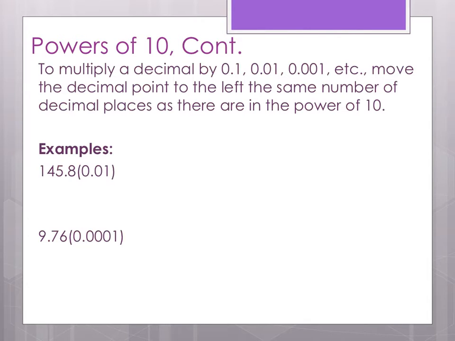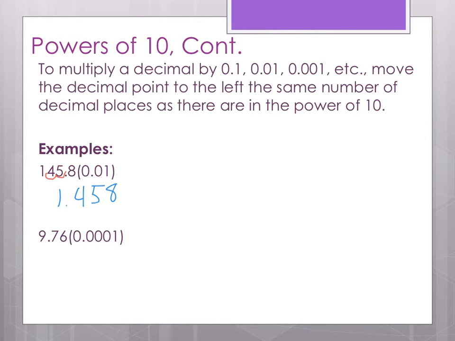So in our first example, our power of 10 has 1, 2 decimal places. That means I have to move my decimal here 2 places to the left this time. 1, 2. So my answer becomes 1.458. In this next example, I have 1, 2, 3, 4 decimal places. So my decimal here moves 4 places to the left.